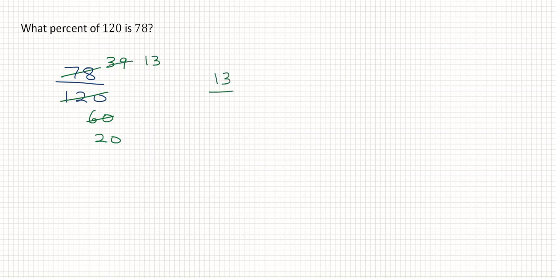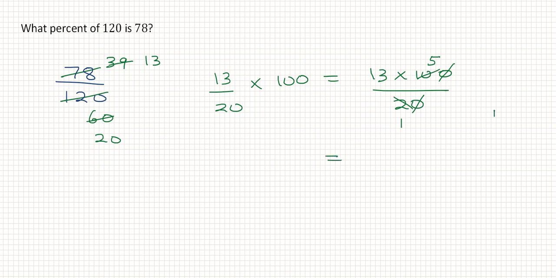So we now have 13 over 20 multiplied by 100, which is 13 multiplied by 100 over 20. We cross out the zeros. 2 divided by 2, 1. 10 divided by 2, 5. So 13 multiplied by 5. We have 3 times 5, 15. We bring 1 up here. 1 multiplied by 5, 5 plus 1, 6. So this is 65%.